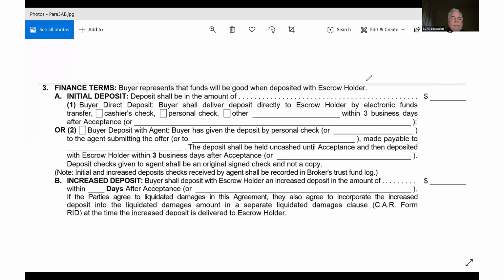Okay. And then finally, my little note: initial and increased deposits checks. So there's a typo right there. Deposit checks received by the agent shall be recorded in the broker's trust fund log. And I like the fact that CAR put that in there. It's something that we all know, it's on the state exam. When you got your license, it was on the state exam. Anytime you touch a check, it must go into the broker's trust log, not your trust log unless you're the broker, but in the broker's trust log.